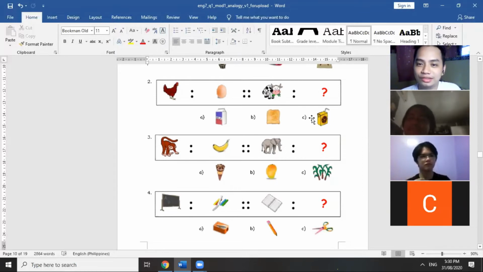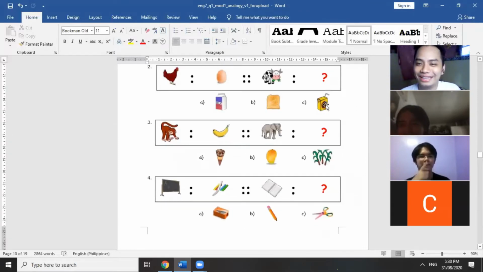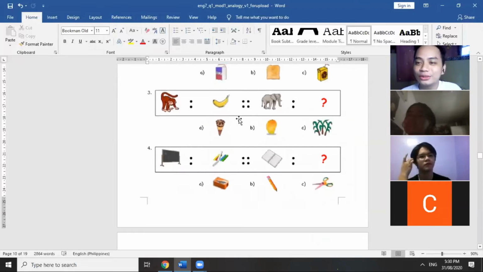A cow produces milk. No, not this one. This one. Because this one is, I think, juice. But its logo is like pizza. I don't know. Okay, maybe lemon. I don't know. Okay, let's go to the next number.